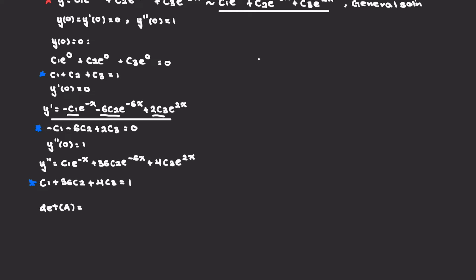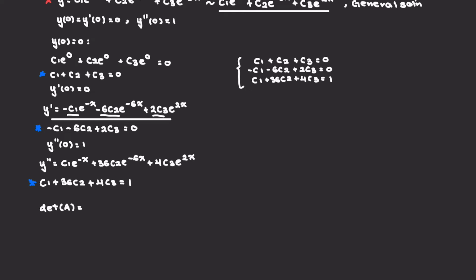Okay, notice that c1 plus c2 plus c3 equals 1, and then negative c1 minus 6c2 plus 2c3 equals 0. Actually, this is equal to 0, sorry. And then our third equation is c1 plus 36c2 plus 4c3 equals 1. Notice our system of linear equations right here.